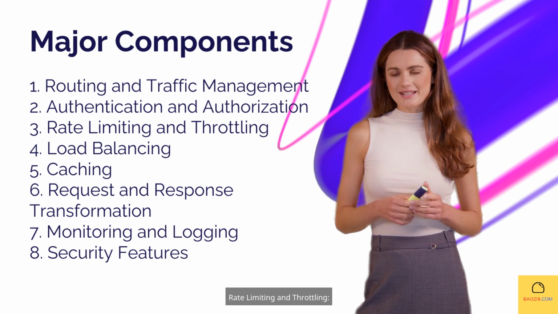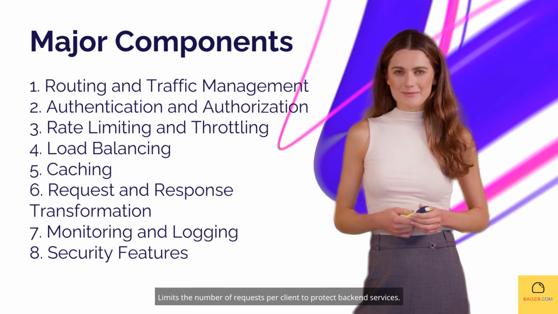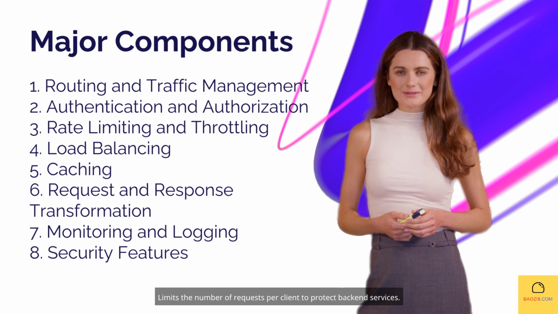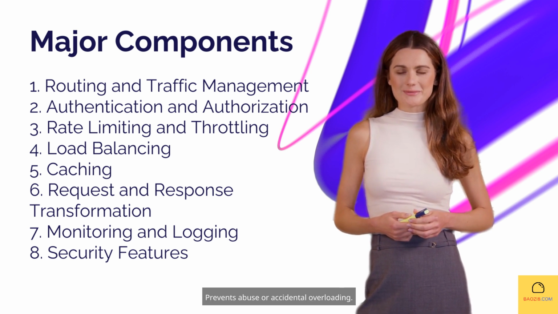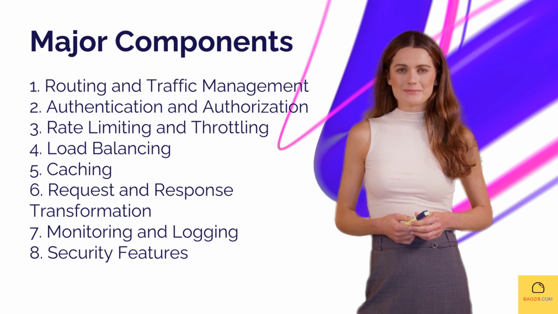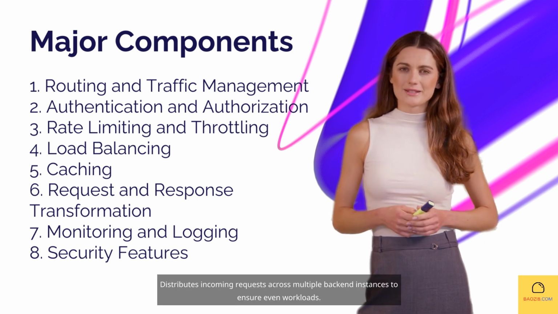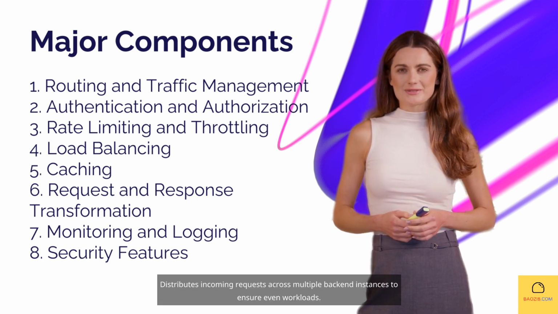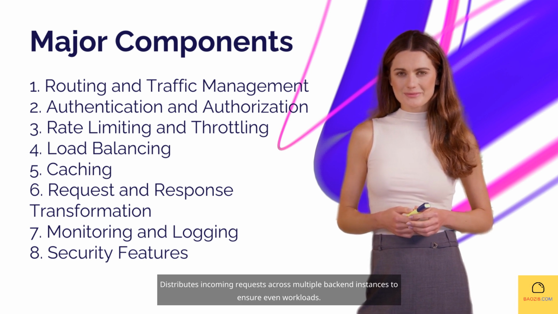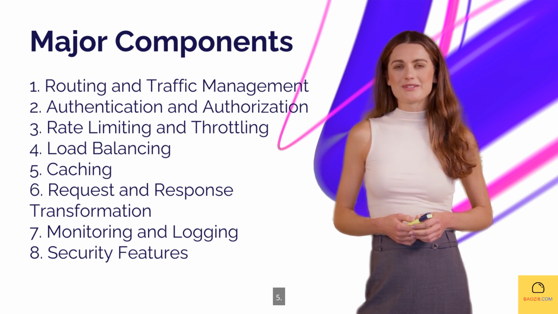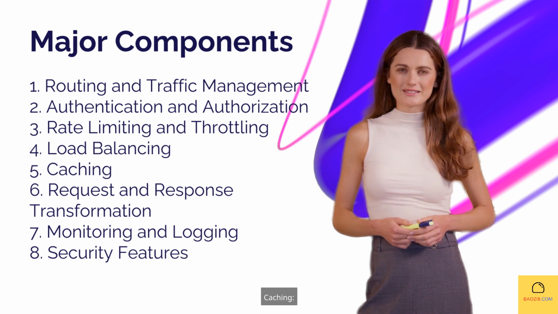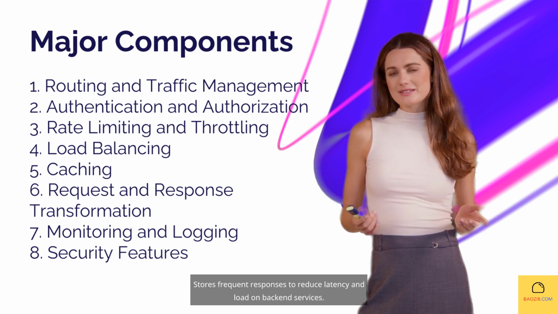3. Rate limiting and throttling. Limits the number of requests per client to protect backend services. Prevents abuse or accidental overloading. 4. Load balancing. Distributes incoming requests across multiple backend instances to ensure even workloads. 5. Caching. Stores frequent responses to reduce latency and load on backend services.